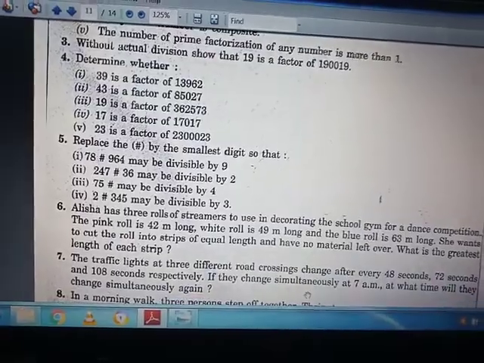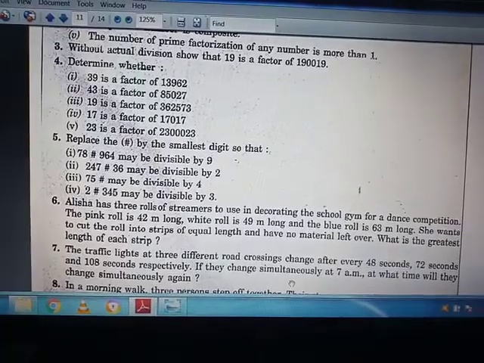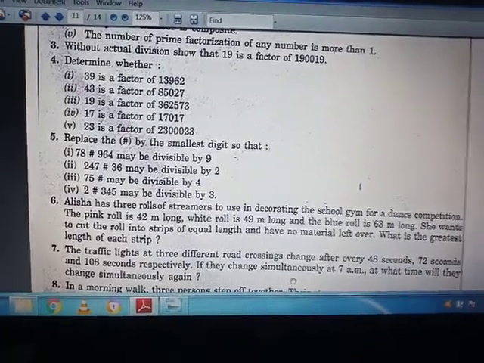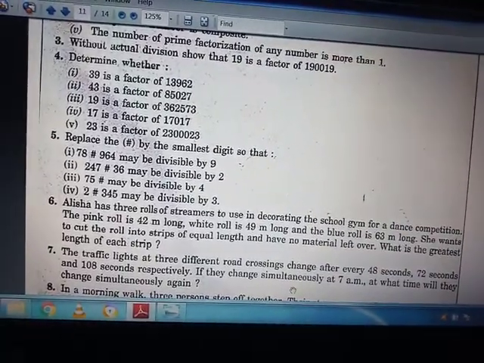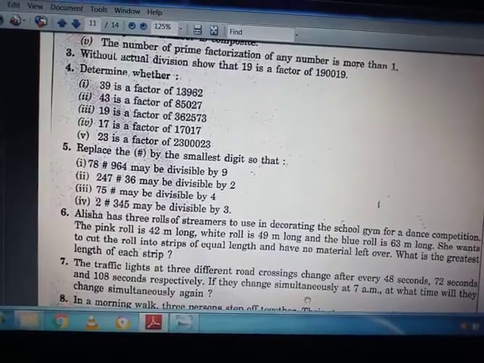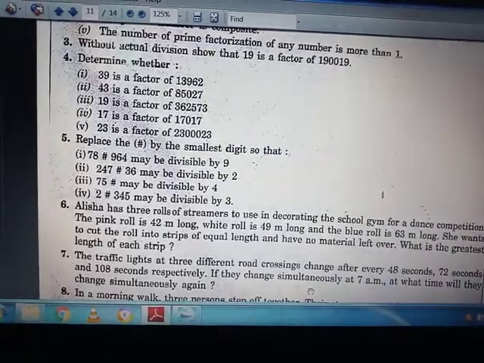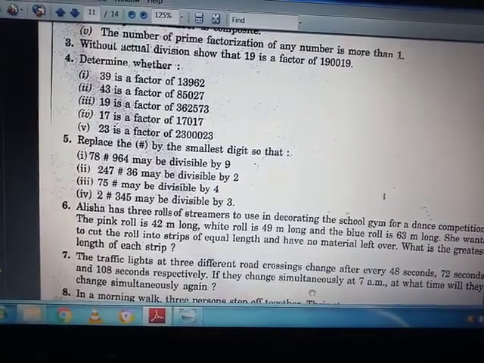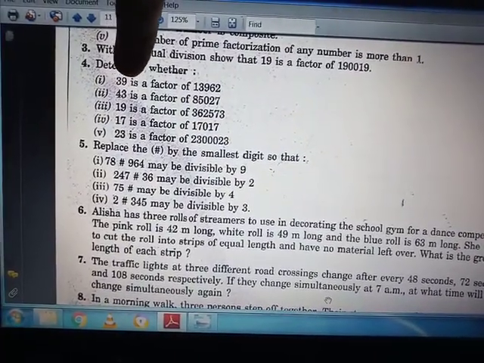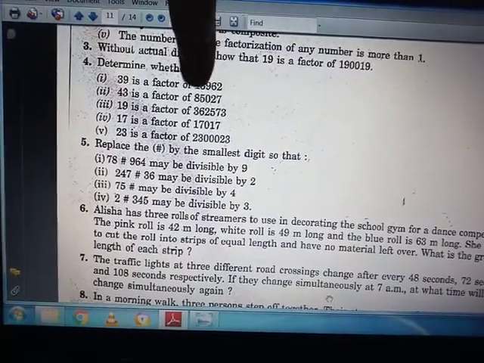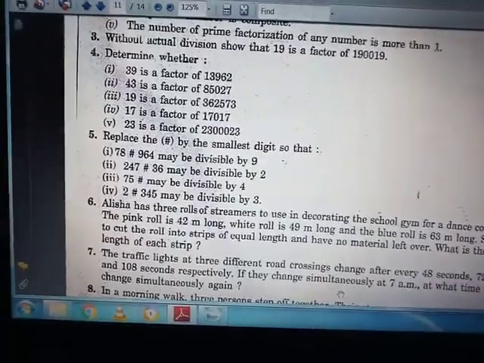Okay, now question number 4. Determine whether the first part is, 39 is a factor of 13,962. We have to do the prime factorization of this. Okay, so you can do this. I don't think that you cannot do this, because this is the easiest method. What you have to do is only the prime factorization of the number and see that 39 will lie in that. For 39 you can see that 13 3s are 39. If the prime factorization of this has 3 and 13, then it will be a factor of this.